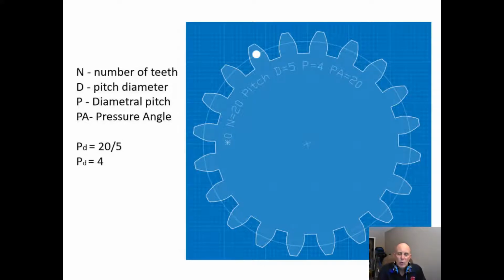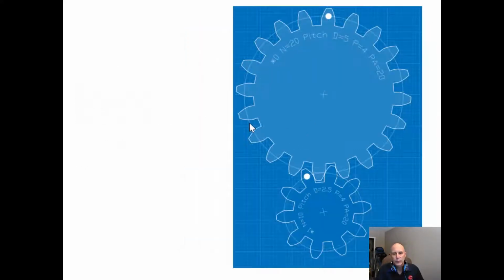So when we're changing gears in a transmission, it's really important that we match up the numbers. So if we take a look at the smaller gear, we see that the diameter is 2.5. The pressure angle is still 20, and our pitch diameter is 4, the same as it is up here.